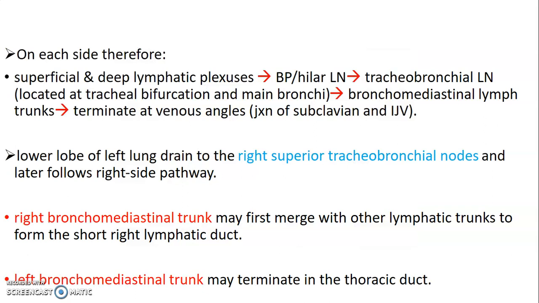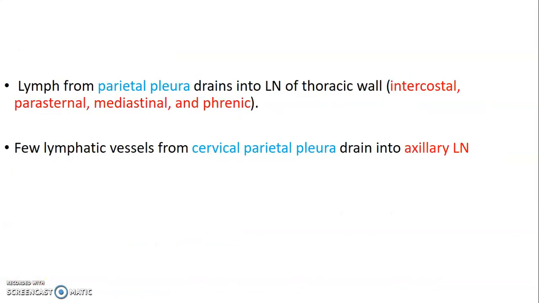So from bronchopulmonary lymph nodes, these lymphatics go to tracheobronchial, then to bronchomediastinal lymph trunks, then into the junction between subclavian and internal jugular vein. The right bronchomediastinal trunk will form a short right lymphatic duct, while the left terminates in the thoracic duct.